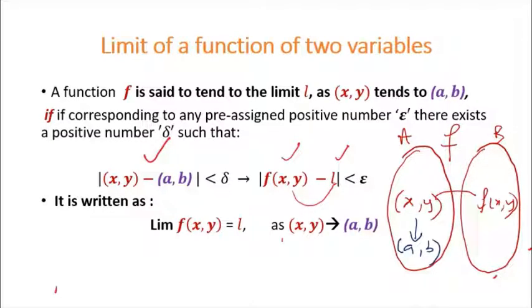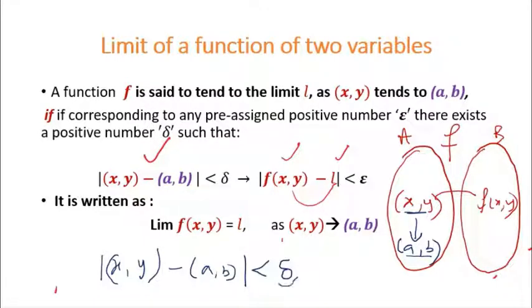So what do we mean by xy reaching a comma b? The distance between xy and ab is reducing. How do we denote the distance? Distance will be denoted with the modulus value. The distance between the points x comma y and a comma b is reducing. When it is reducing, we'll say that it is less than delta. Delta is a least positive real number.